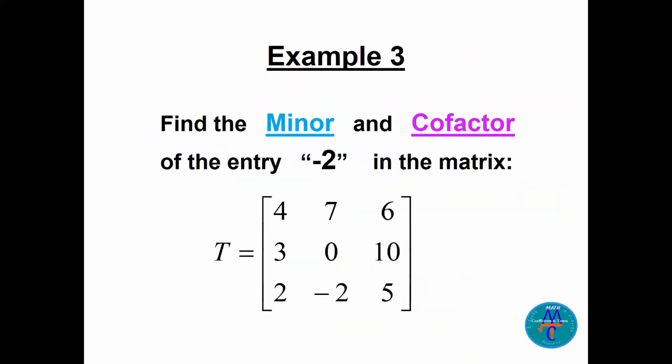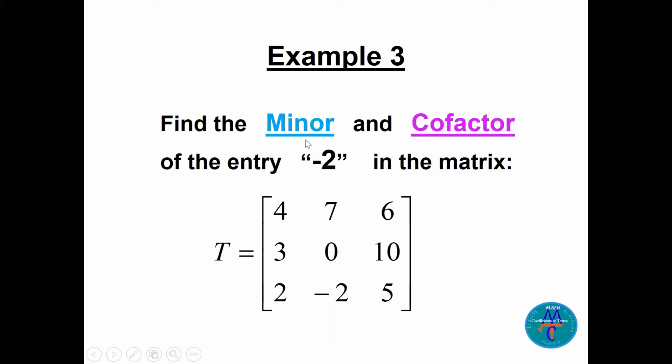Find the minor and cofactor of the entry minus 2 in this matrix T. See, here we have 4, 7, 6, 3, 0, 10, 2, minus 2, 5. This matrix T is 3 by 3, right? So we have 9 elements, or we can call them 9 entries. Let's choose one of them, minus 2. I can choose 10, I can choose 7, I can choose 5, I can choose any. So in this example 3, we choose minus 2.